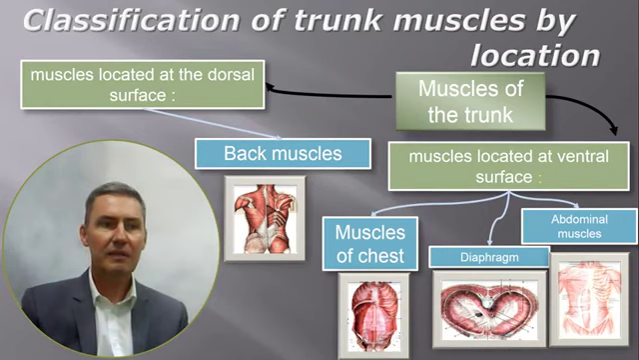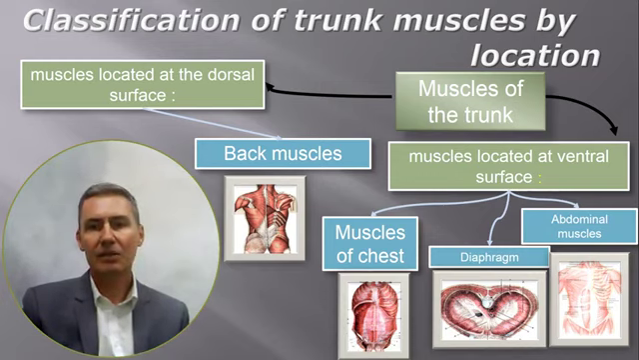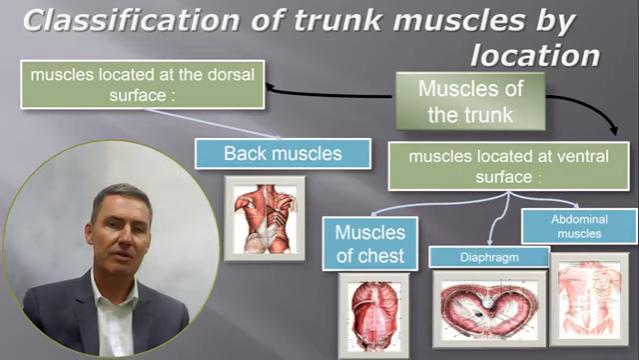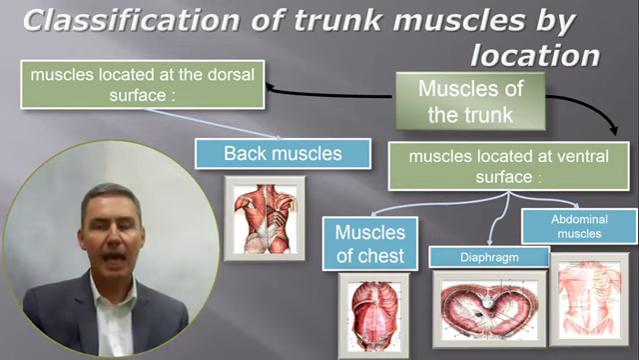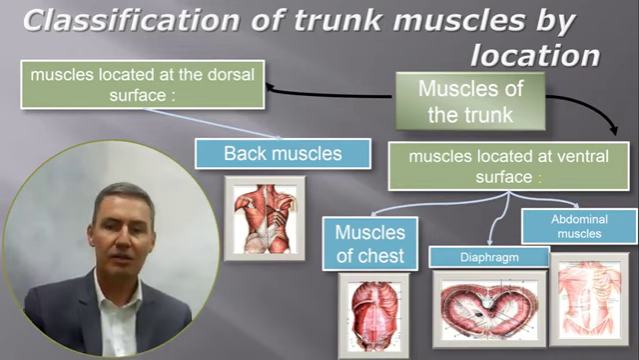All muscles of the trunk are classified by location into the muscles of the dorsal surface of the trunk, including the muscles of the back, and the muscles of the ventral surface of the trunk. These ventral muscles are subdivided into the muscles of the chest, the diaphragm, which is separate between the chest and abdomen, and also the muscles of the abdomen.